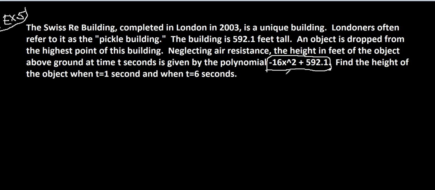So you're just going to replace the t. Actually, this should be t, not x. So let me see. That's a t. If that's a t, or you can say when x equals 1 or when x equals 6. Let me rewrite it here. So this should be negative 16 t to the second power plus the 592.1.